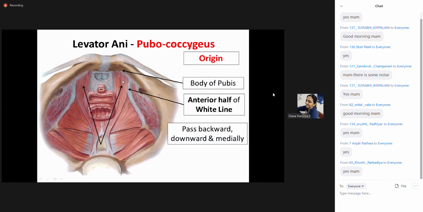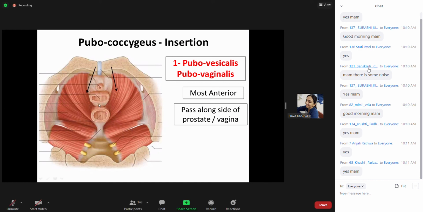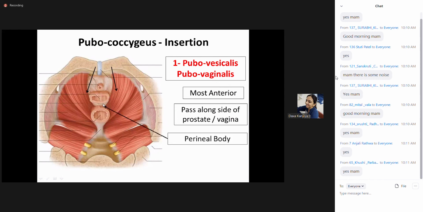Then from its origin, if you see, the fibers run downward, backward and medially, and the insertion will be divided into four parts. The first part, which is formed by the most anterior part, here in the female is called the pubovaginalis. It runs downward, backward and medially, passes on the two sides of the vagina and is inserted on the perineal body here, just behind the vagina.